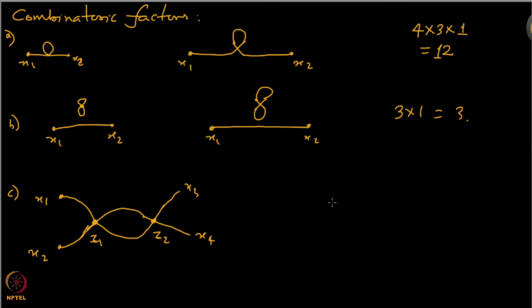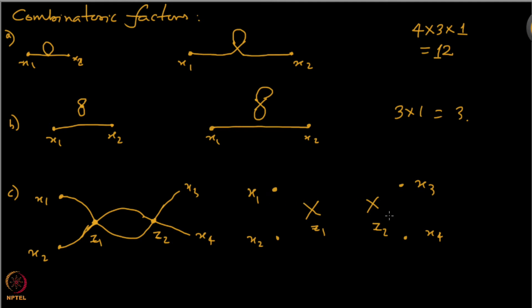So, let us see. So, I start by again putting x1, x2, x3 and x4. So, these external points are here, and then I put 2 vertices Z1 and Z2. Okay. Now, x1 could go to how many? Any of the 4 here or any of the 8 here. So, x1 has 8 possibilities.